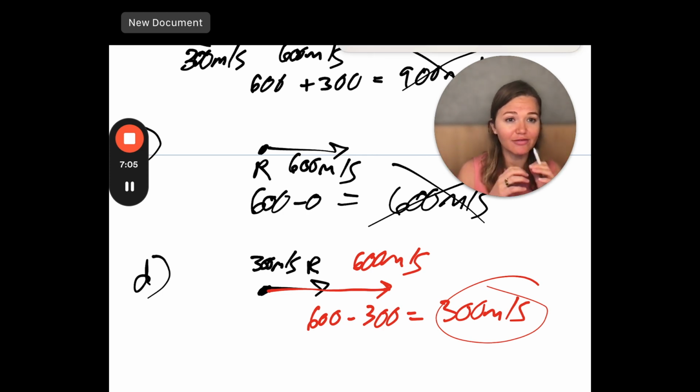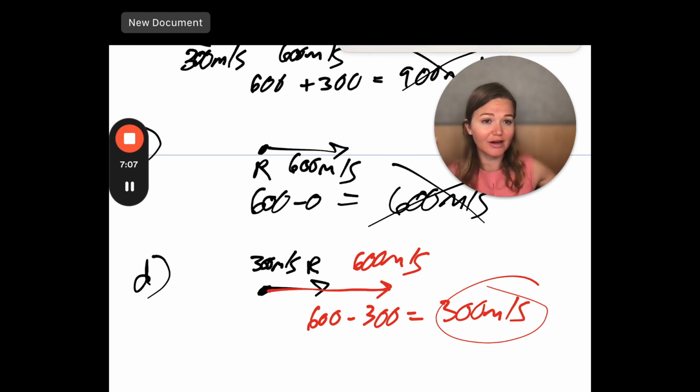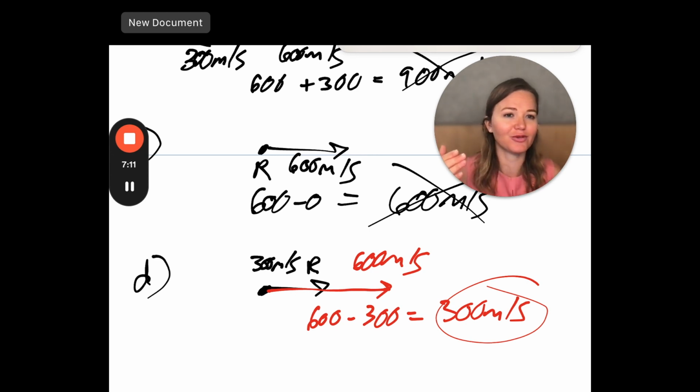So if objects are moving away from each other, then they're getting farther away. You're going to add up those relative speeds to get your total relative motion. If objects are moving in the same direction, then to figure out their relative motion, you're going to subtract the speeds to figure that out.